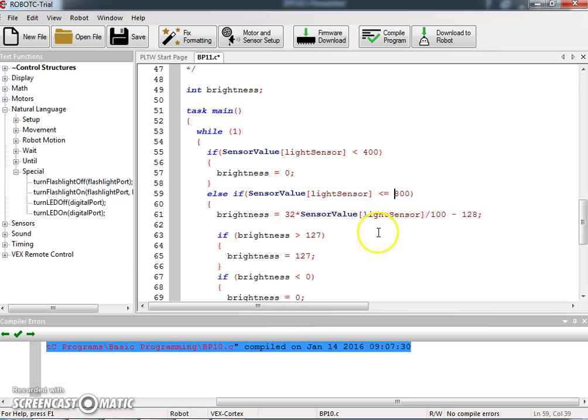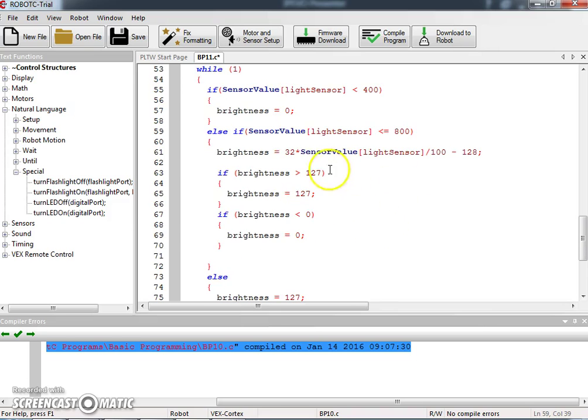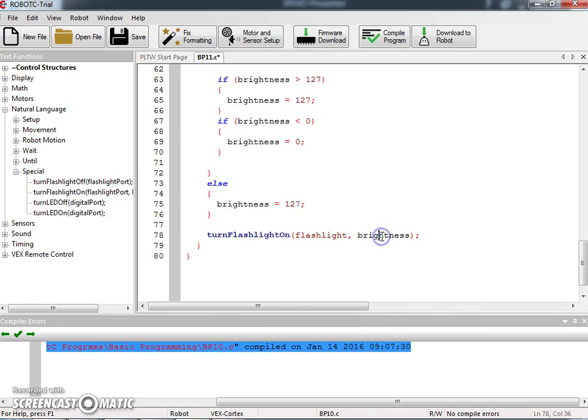Let's bring it up to 500. So it goes into this if part. We're going to take 32 times 500 divided by 100 minus 128. I get a value of 32. So now it says, is 32 greater than 127? No. 32 less than 0? No. So it skips that, skips the else, and it turns the flashlight on at a brightness of 32.